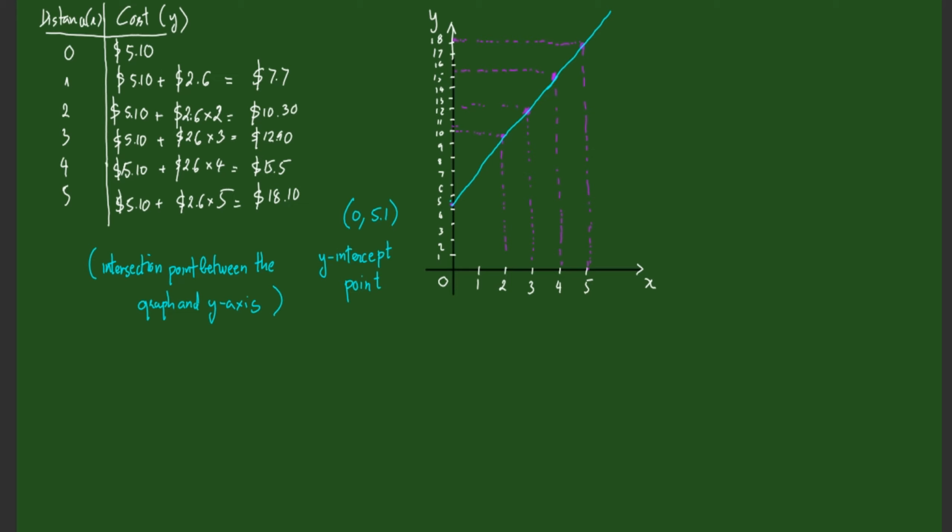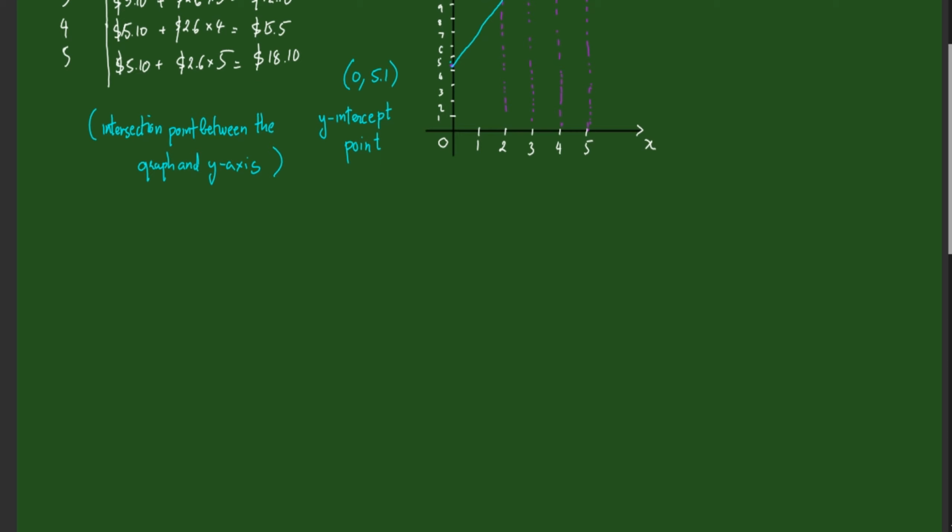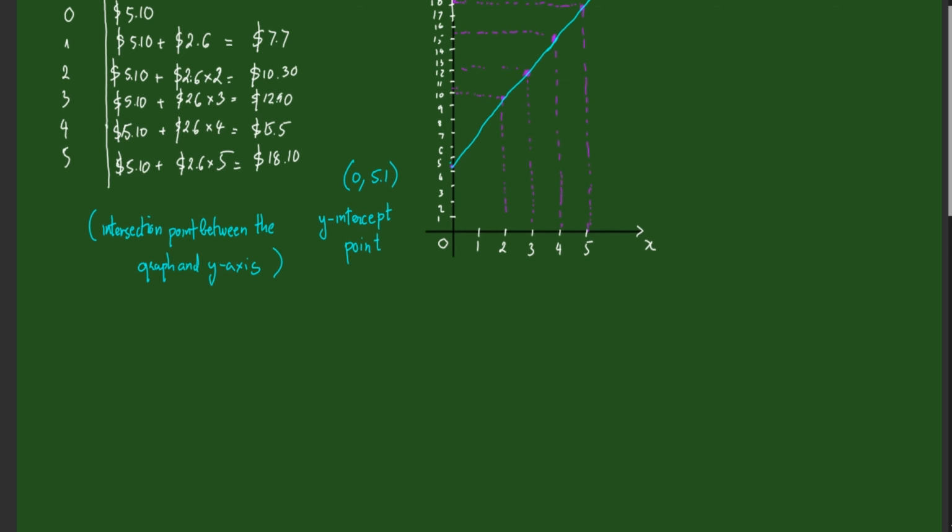So if you look at this line, you see it's only intersecting the y-axis. It does not intersect the x-axis. But if you have another graph and it intersects the x-axis, then we call it the x-intercept point. For this graph we don't have an x-intercept point, but I can write you the definition of x-intercept point.